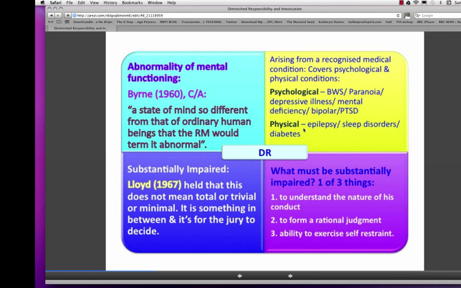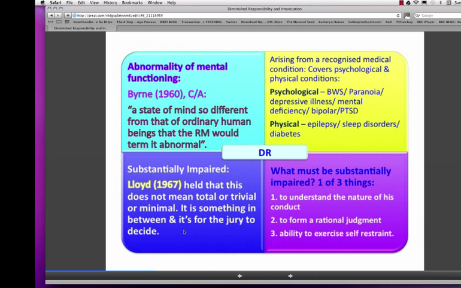And then physical conditions are things like epilepsy, sleep disorders and diabetes. Now, what do we mean by substantially impaired? In Lloyd 1967, this was held to be not something that's total. It doesn't have to be total, but it mustn't be something trivial or minimal either. It's something in between for the jury to decide. And this was confirmed in the case of Brown in 2011.